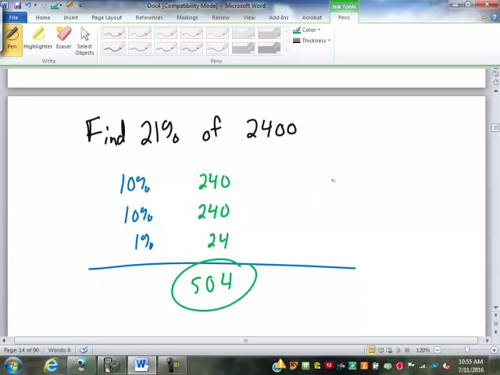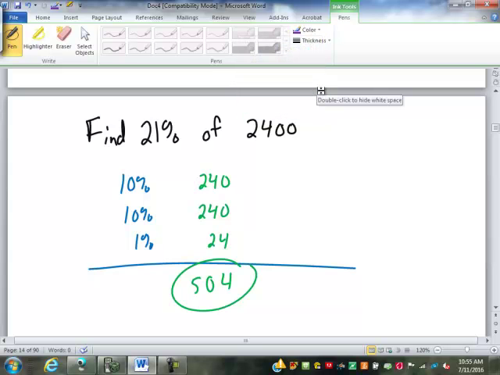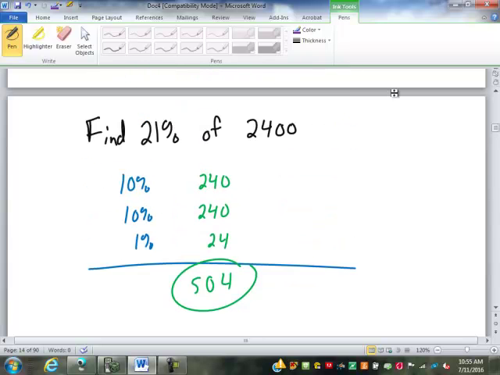How many of you got 504? You get confused? Okay. So it's one of those where, not knowing anything about calculating with percents, which is what we're going to do tomorrow, you can actually get an exact answer here just by knowing your benchmarks of 10% and 1%. As I add up to 21%, I have to have two 10s and a 1, because that also has to add up.